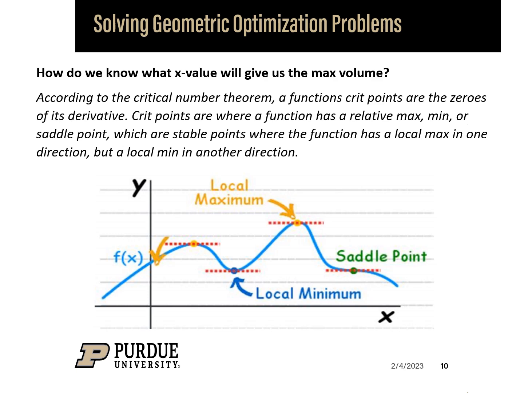Okay, so now that we have our volume formula relating to height, which in our case is x, how do we determine what x value, or height, is going to give us the maximum volume? Well, according to the critical number theorem, a function's critical points are the zeros of its derivative. And critical points are where a function has a relative maximum, minimum, or saddle point. Maximum or minimum is what we're mainly looking at in an optimization problem. So if we want to find the height that maximizes our volume, we're going to want to use this theorem.